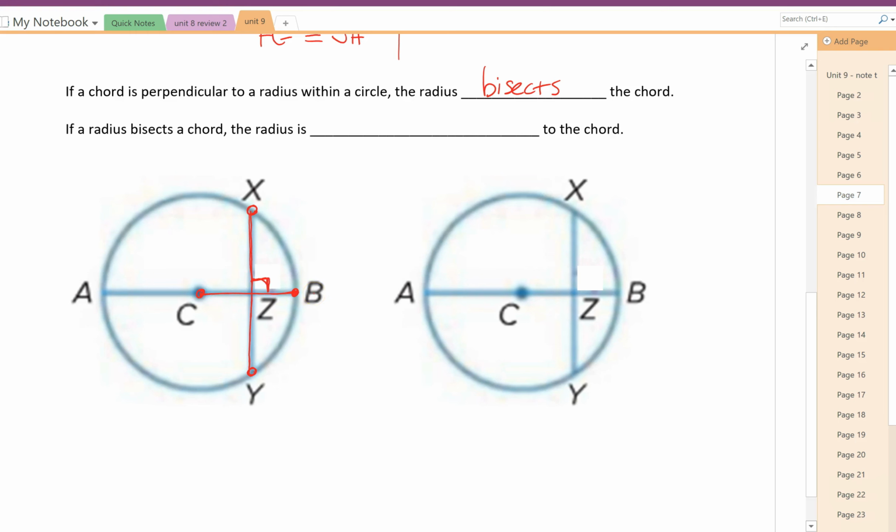XY. So let's say I knew that XY was equal to 8. That means that CB bisects it. In other words, XZ is going to be 4 and ZY would be 4. Or let's say that XY instead is equal to 22. That means I have 11 here and 11 down here.